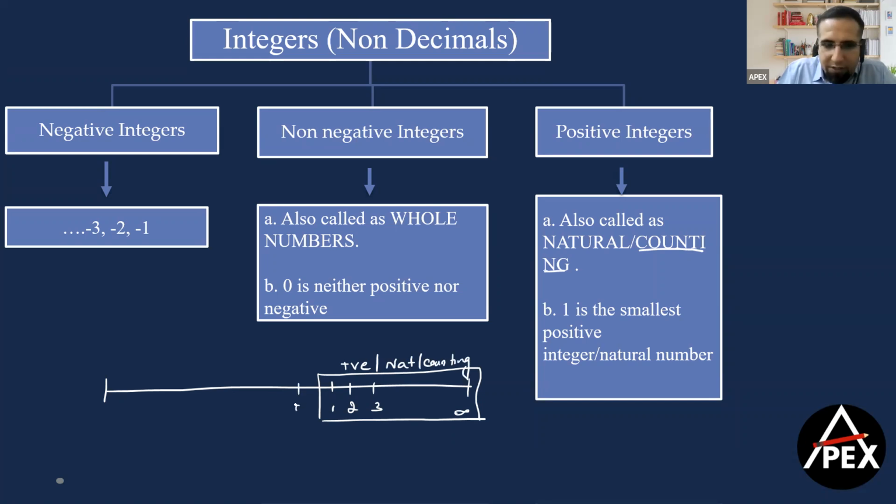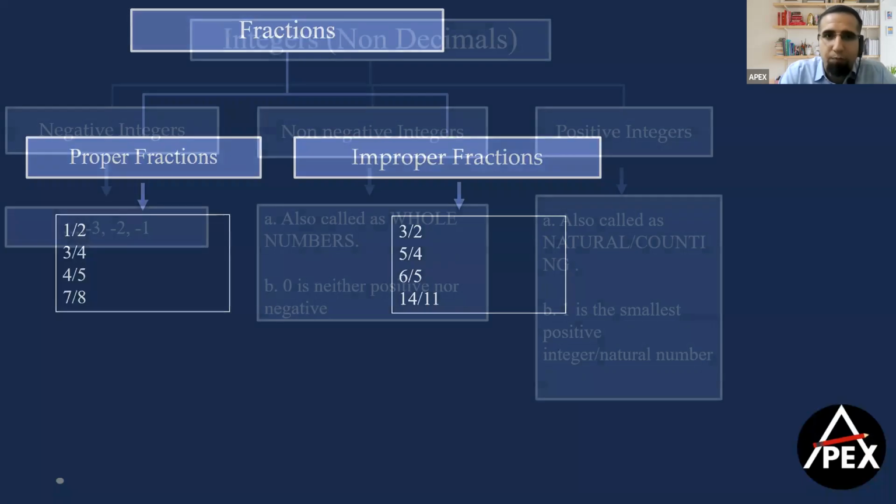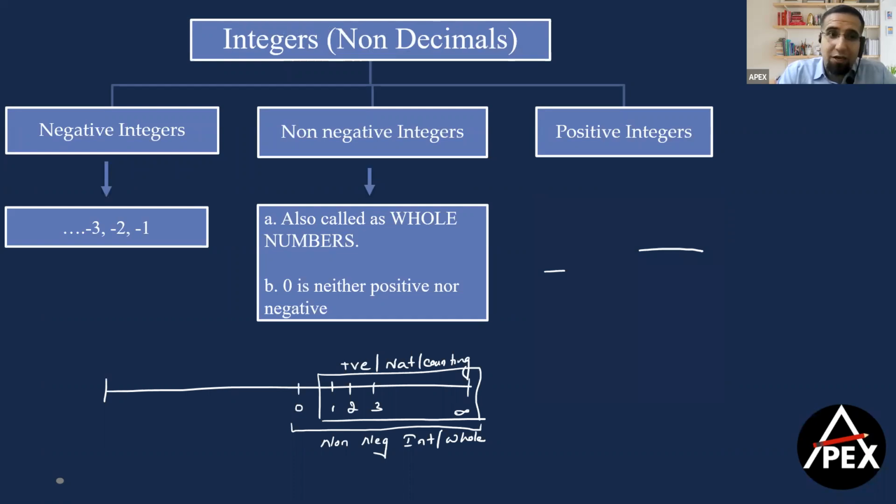Clear? Similarly, when I talk about 0, including 0 till positive infinity, we have something called a non-negative integer, or it is also called a whole number. Clear? Now, let's try to understand what are fractions. But before we move forward, are integers rational numbers?